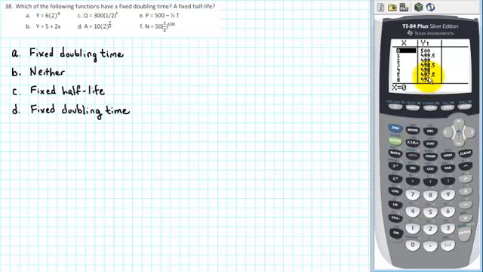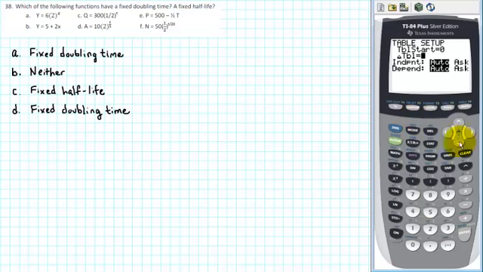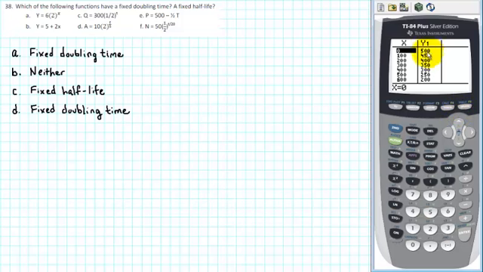Now notice that the y values are going down rather slow, so instead of incrementing by 1, we might choose a larger increment. Let's go back to table set, and let's select an increment of 100. Go back to our table, and we're looking to see where the y value is 250. The y value is 250 when x is 500. So it takes 500 units of x for the initial quantity to be cut in half. Does this function have a fixed half-life?